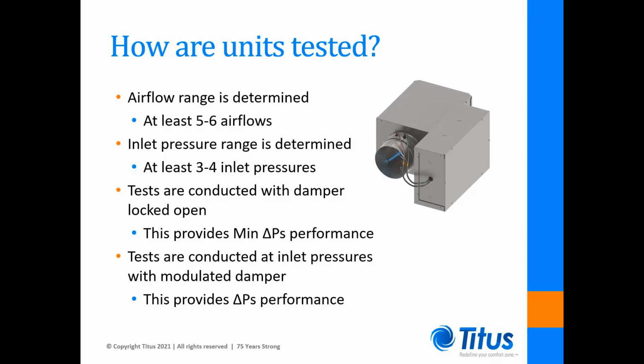First of all, we determine the airflow range that we'll be testing and select at least 5 or 6 airflows. Then we determine the inlet pressure range that we'll be testing and select at least 3 or 4 pressures. We first take a set of readings with the inlet damper locked wide open at each of our selected airflows. This is what we'll use as minimum static pressure data. Then we put the damper under control and take a set of readings at each airflow and each inlet pressure. This is what we'll use as our pressure data.